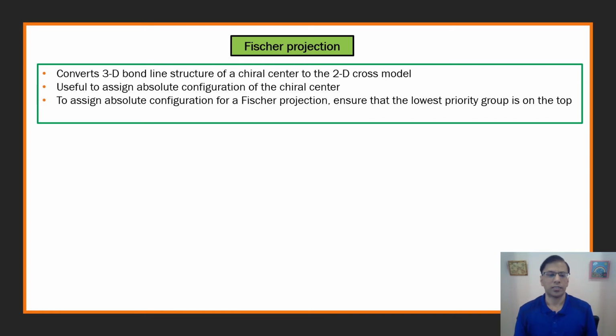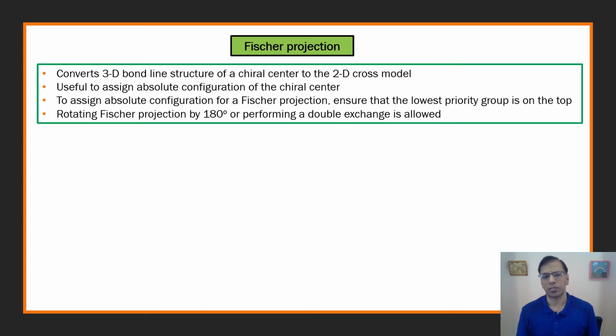In order to assign the absolute configuration, you have to make sure that the lowest priority group is on the top in a Fischer projection. Also, remember that you can rotate the Fischer projection by 180 degrees, or you can perform a double exchange, and we'll do that in an example.